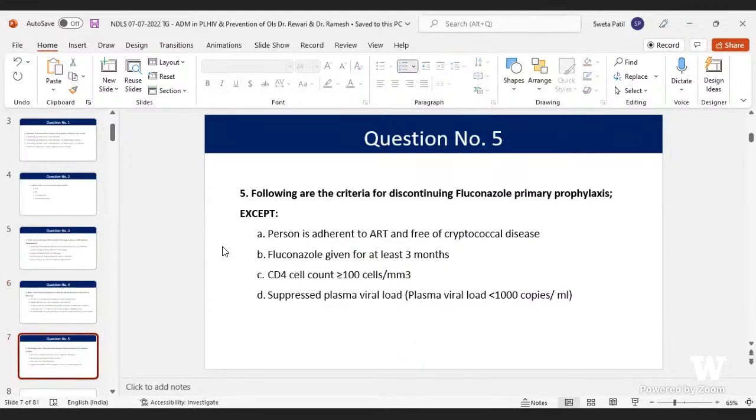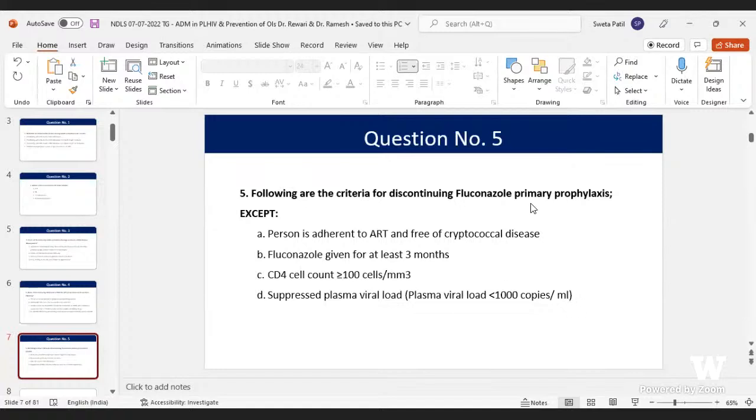Last question. Following are the criteria for discontinuing fluconazole primary prophylaxis, except: person is adherent to ART and free of cryptococcal disease, fluconazole given for at least 3 months, CD4 cell count less than or equal to 100 cells, and suppressed plasma viral load, that is plasma viral load less than 1000 copies per milliliter.